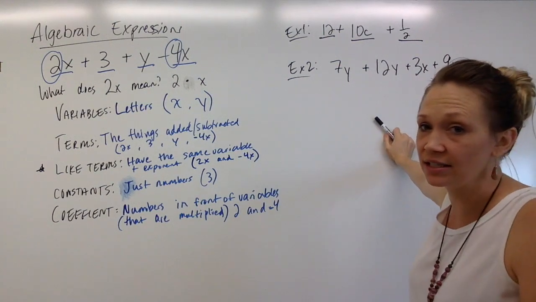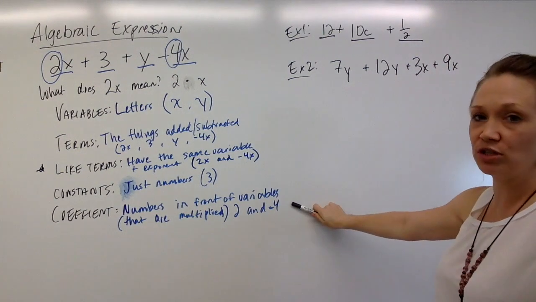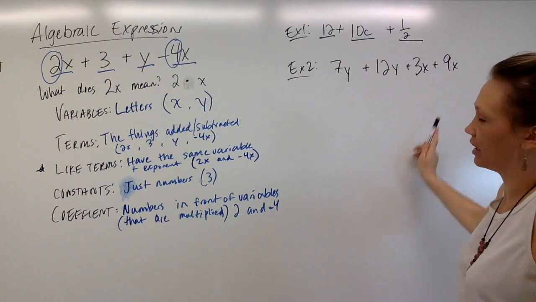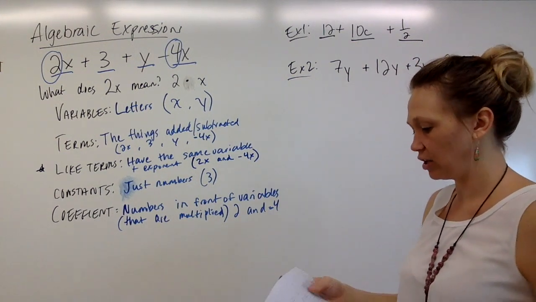Constants, anything that's just numbers? No, I have no constants here. Coefficients, numbers in front of the variables? Oh yeah, I got a 7 in front of the variable, 12, 3, and 9, okay? So I hope that's starting to make a little bit more sense.